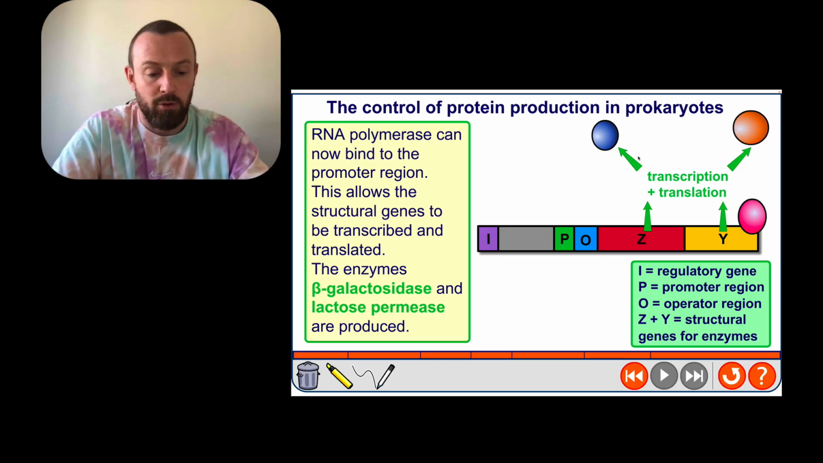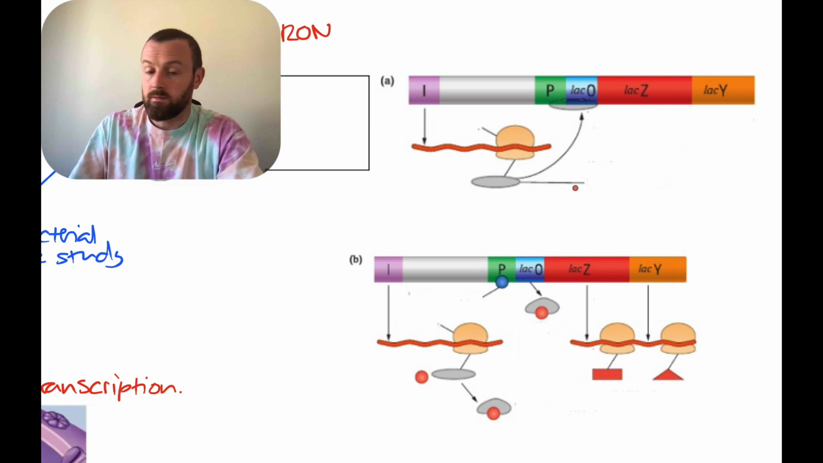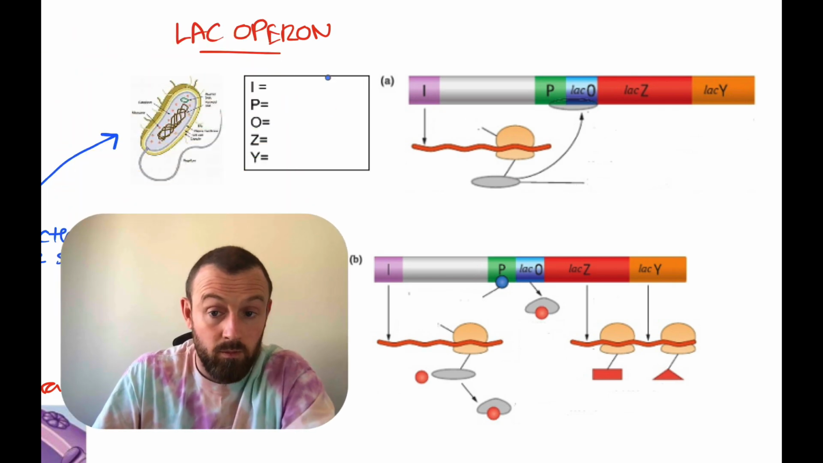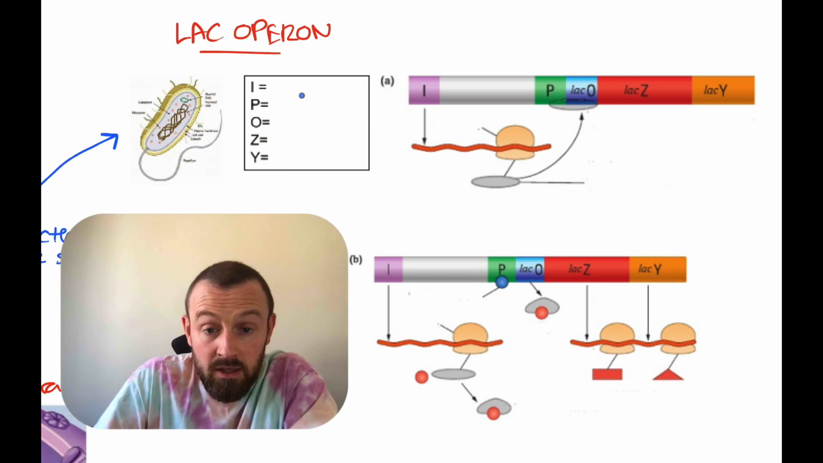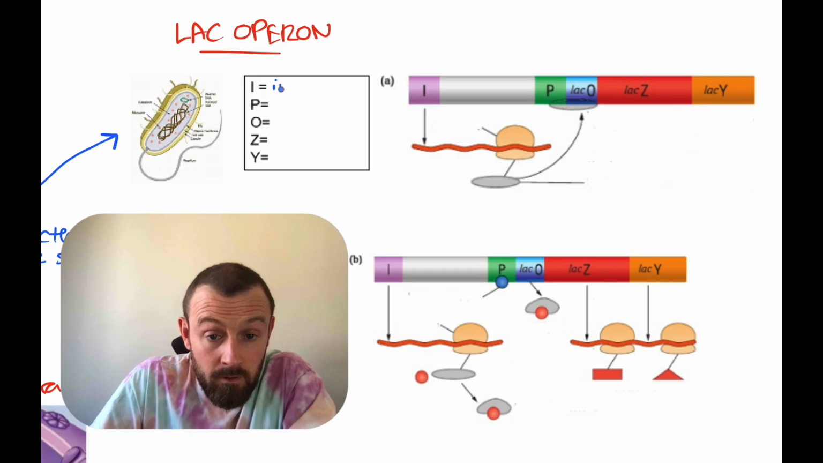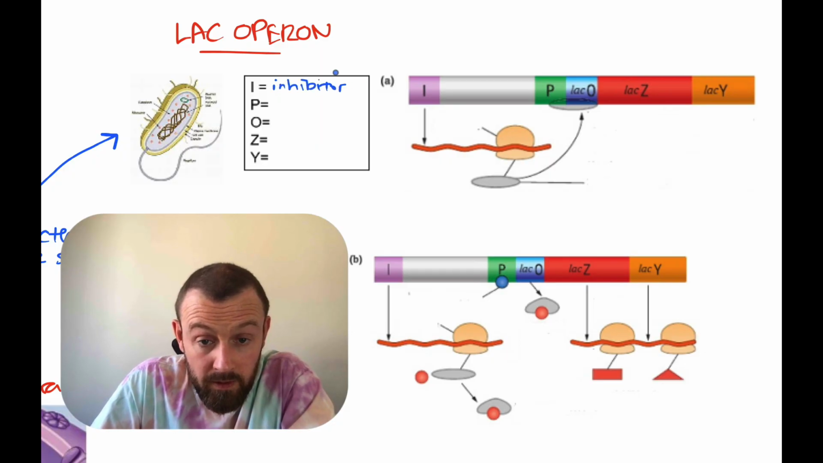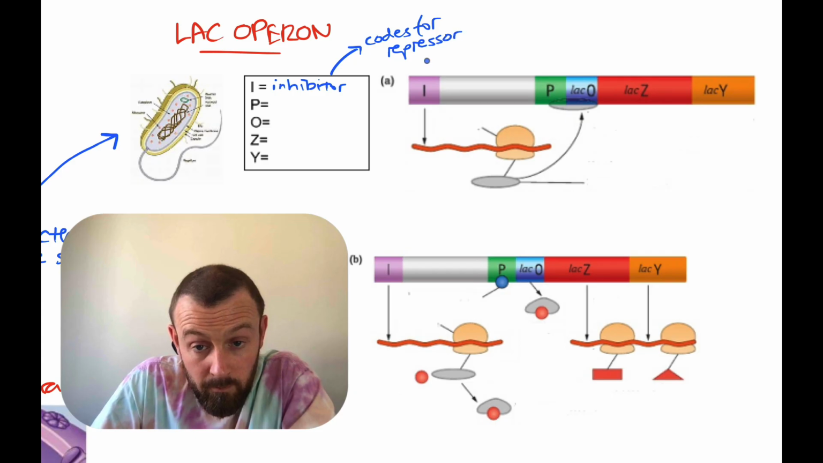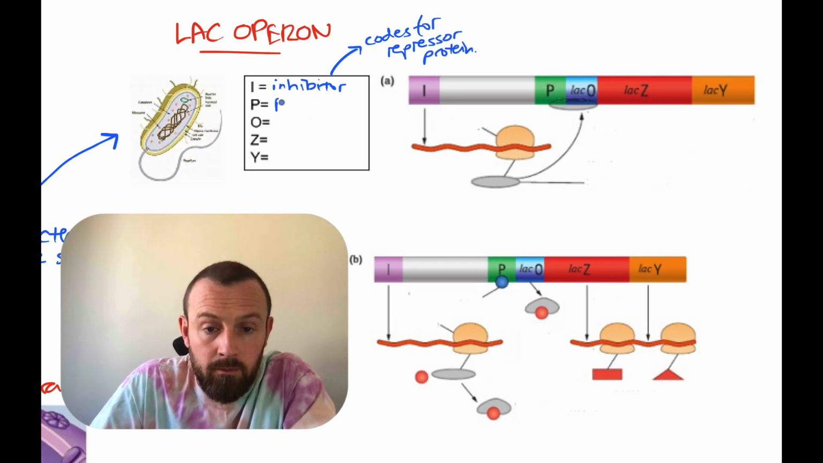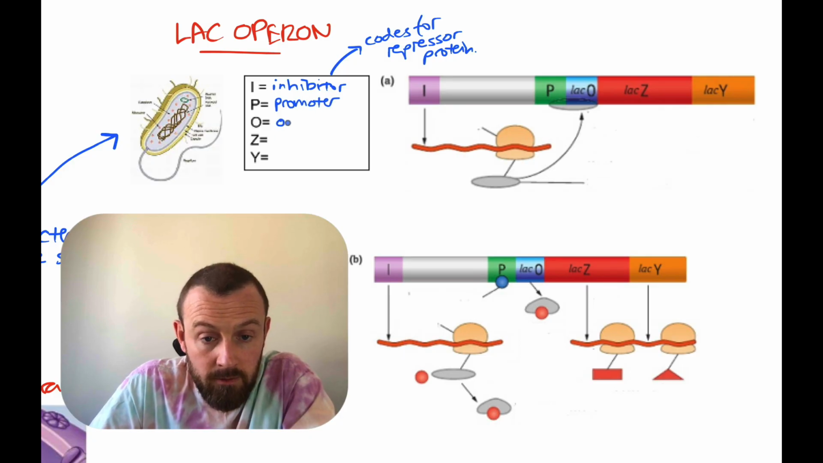So let's label this. Perhaps you've already done this. I is the inhibitor gene, and I'll put over there that it codes for repressor. P is the promoter. O is operator.